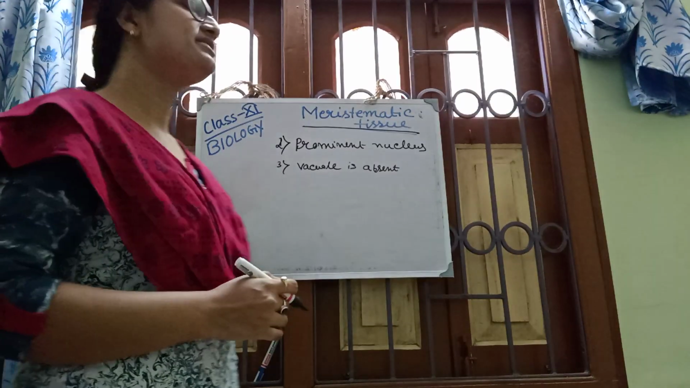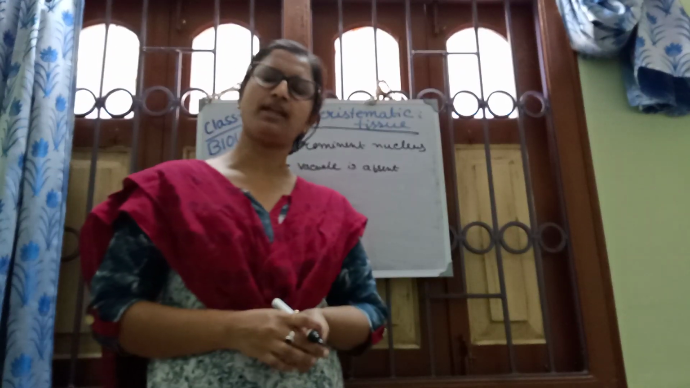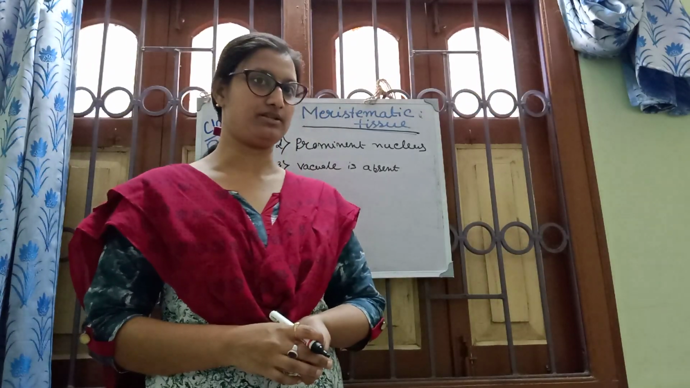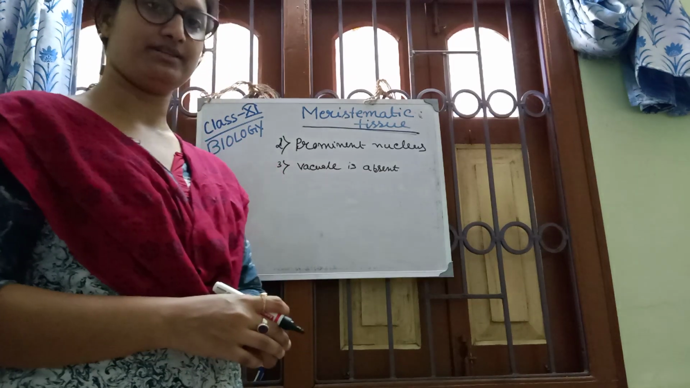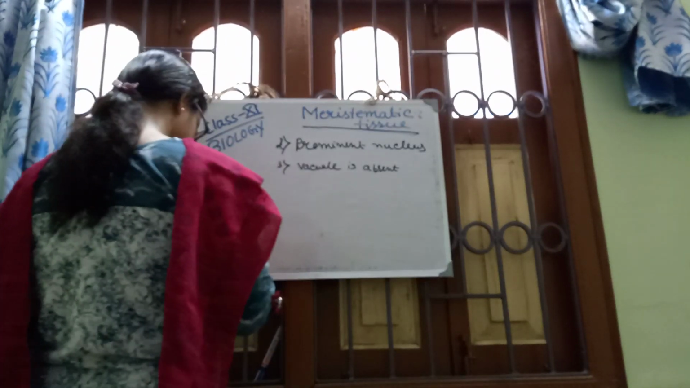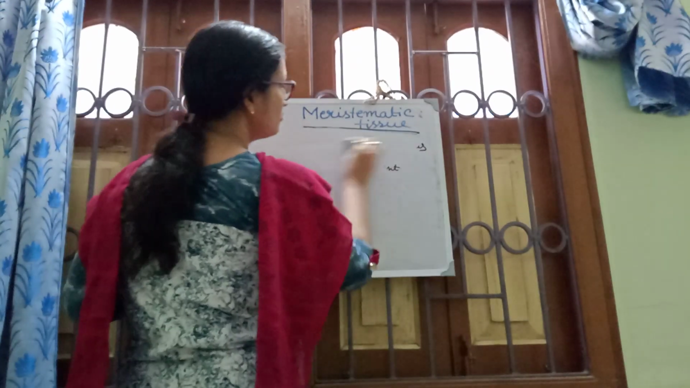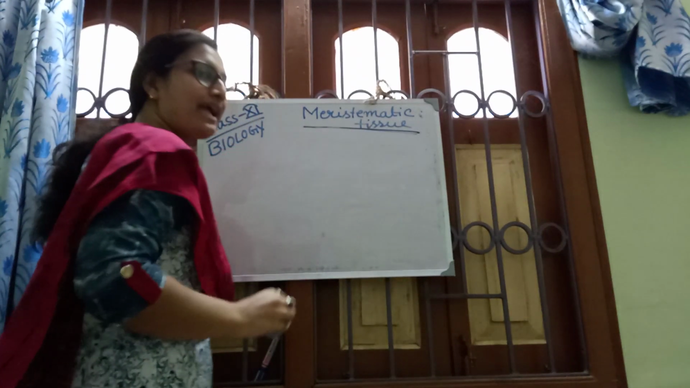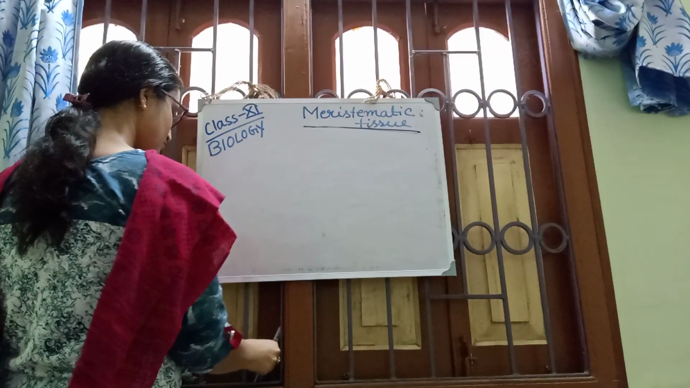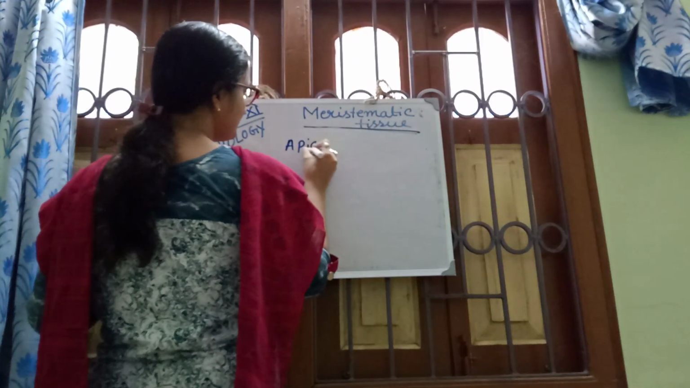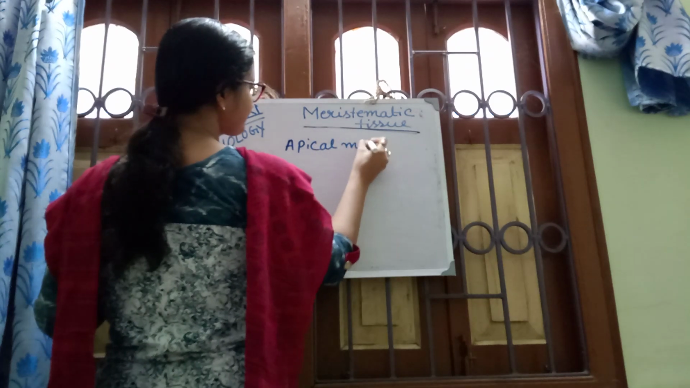The meristematic tissue is of three types: apical meristems, intercalary meristems, and lateral meristems. The first one is the apical meristem. Where is it found? The apical meristem is found at the tip of the root and shoot. This portion is called the apical meristem.